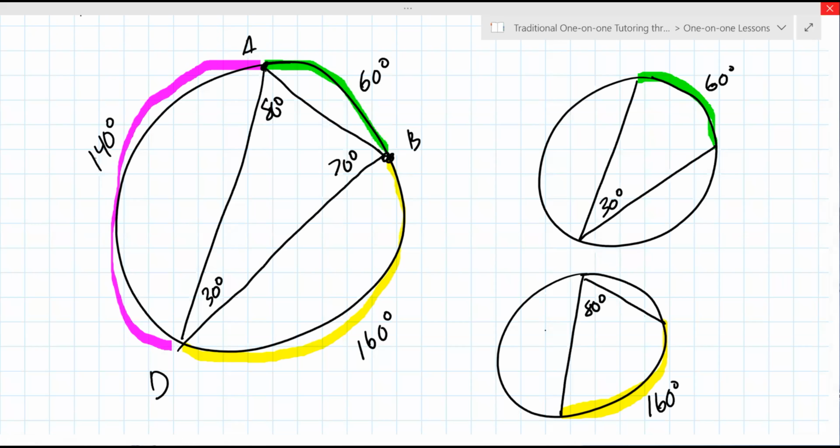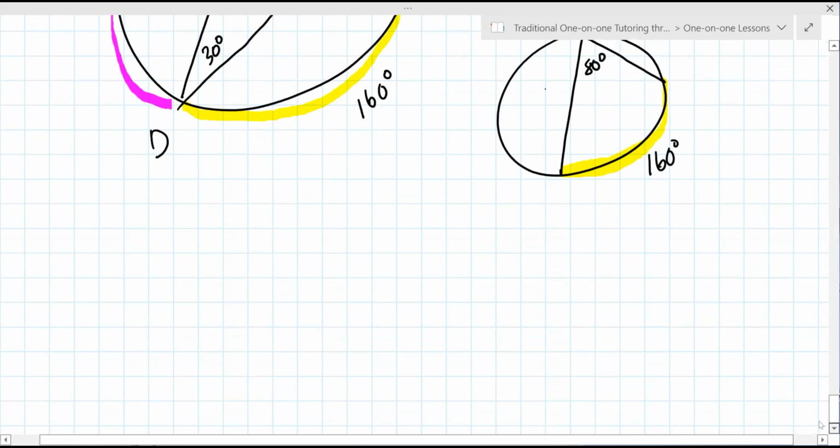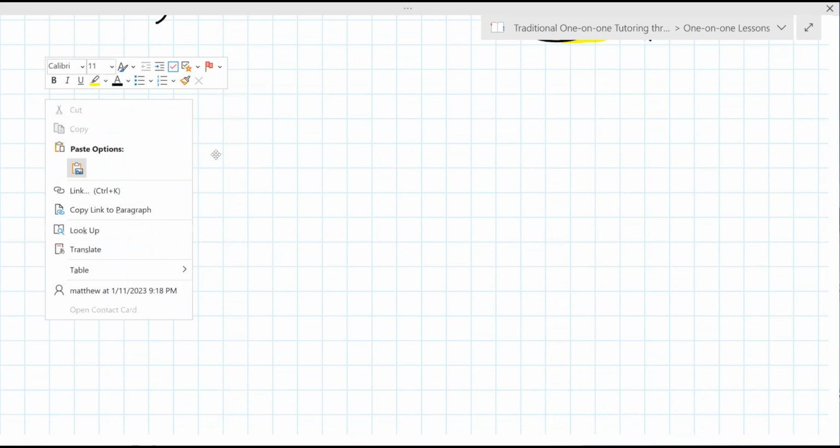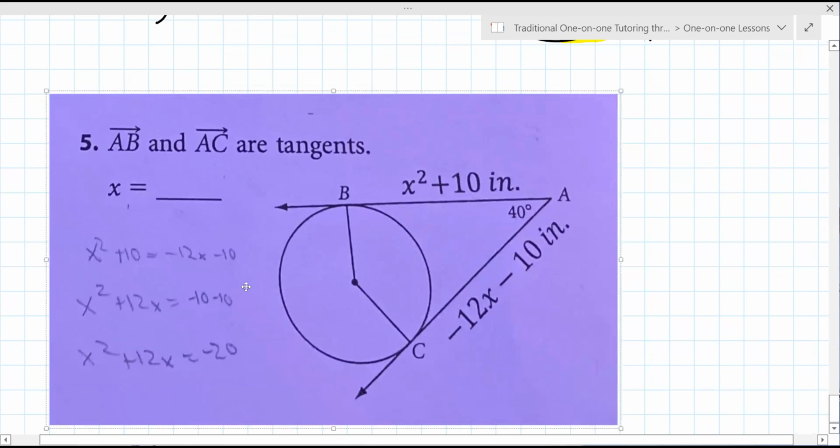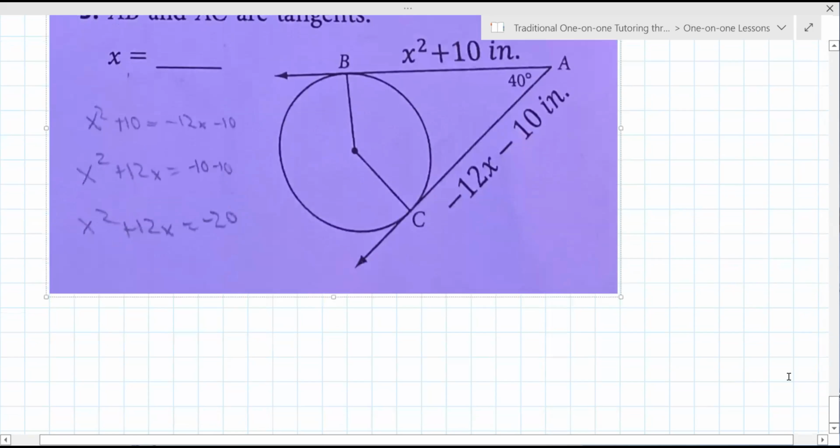It looks like for number 5, just grab this one. You got tired and you didn't finish it. Just want to make sure you know how to solve a quadratic in case it comes up again. So this is good. X squared plus 10 equals minus 12x minus 10. X squared plus 12x equals, so actually you want to bring that 20 back over to the left. So it's going to be x squared plus 12x plus 20 equals 0.